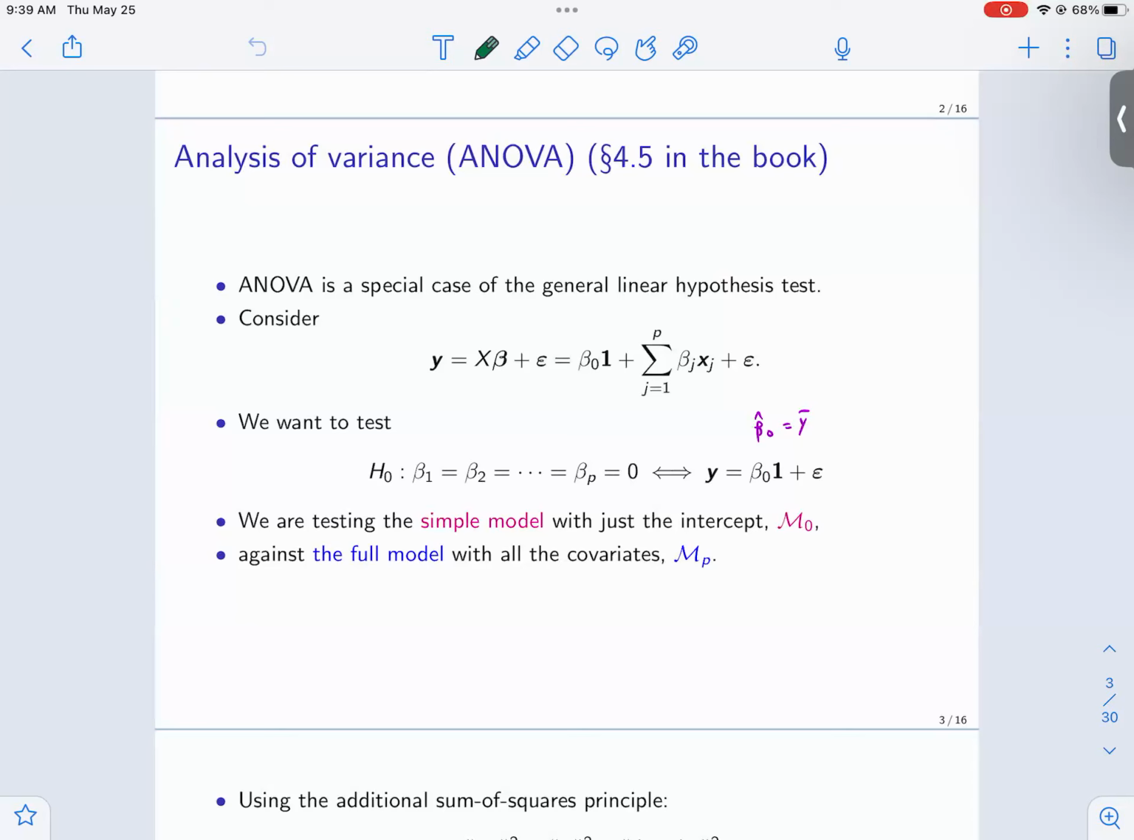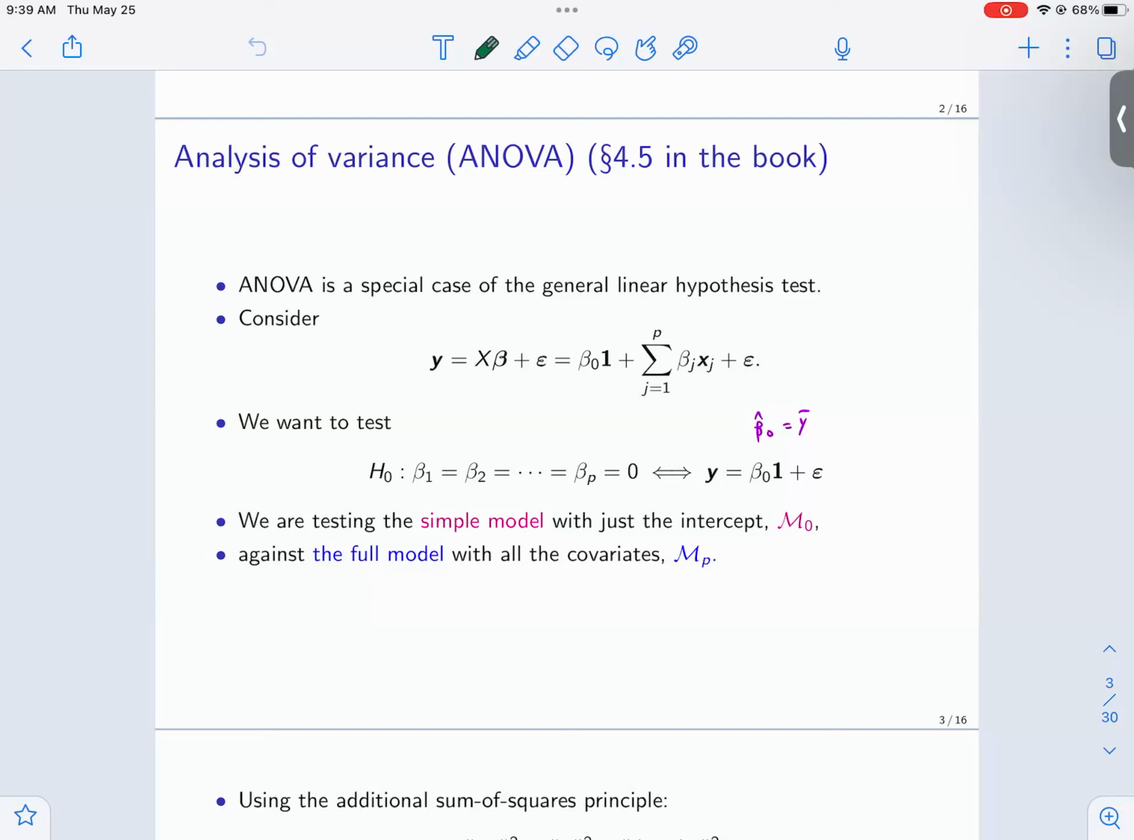ANOVA is probably a general term, analysis of variance. I guess your book refers to this problem as ANOVA, but everything that we're doing is some form of ANOVA, if you want. It doesn't matter what you call it. It's just good to know. So this is a special case.